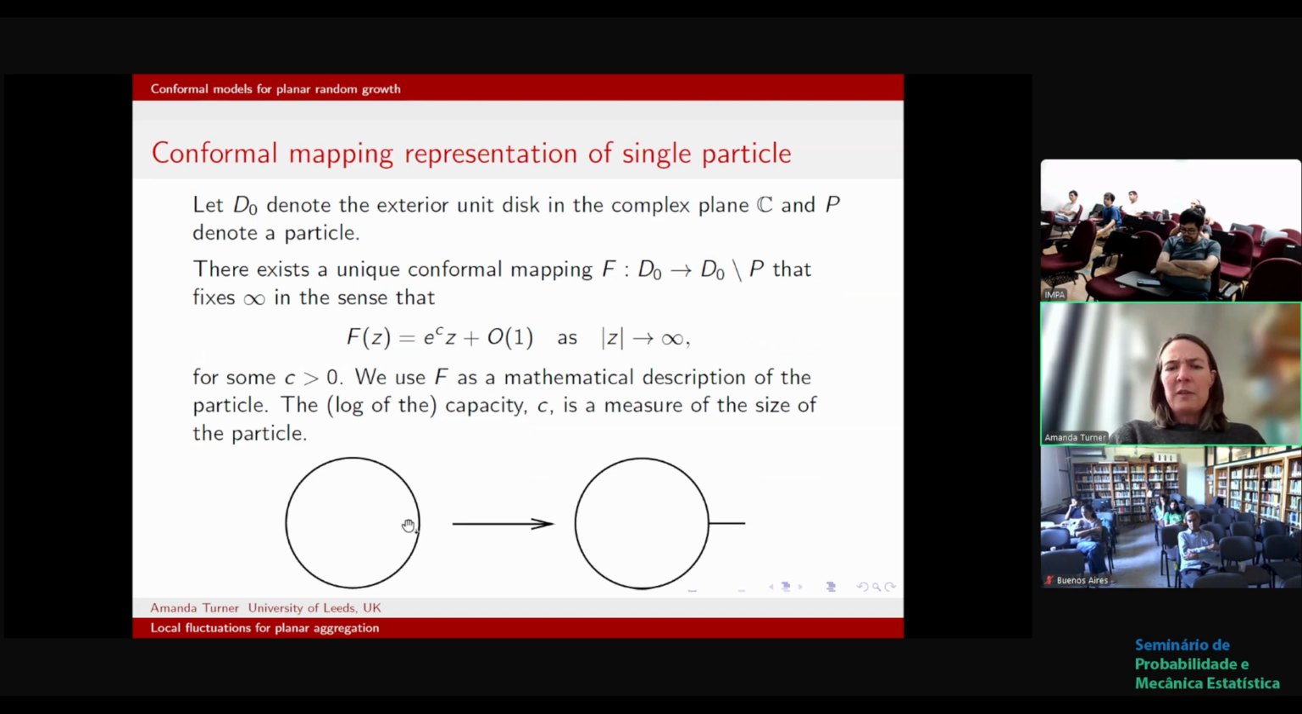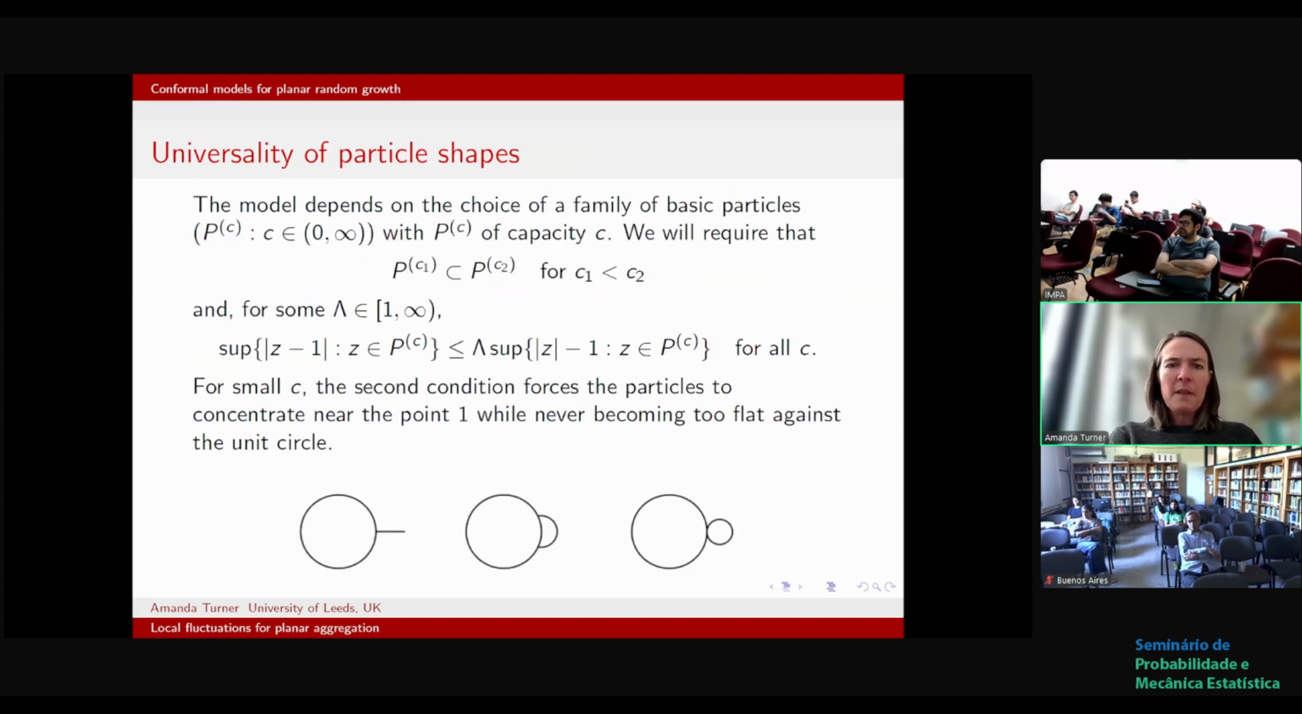The slit is convenient because in that case, you can write down this map explicitly, and this is useful for doing simulations. So in any of the simulations that I show, I'll be using the slit particle. However, as I'll discuss in a few slides' time, other particle shapes fit completely within the framework, and our theorems hold in quite wide generality.